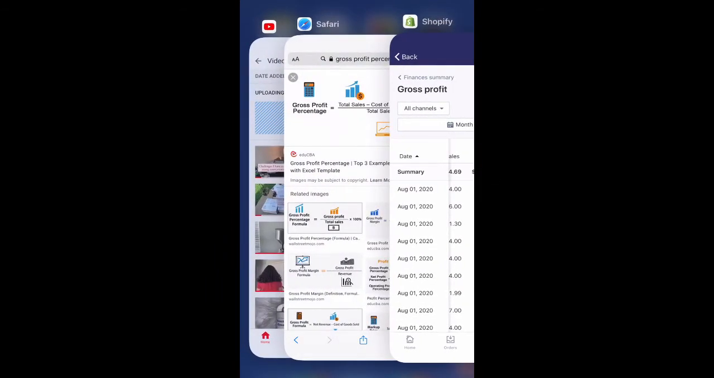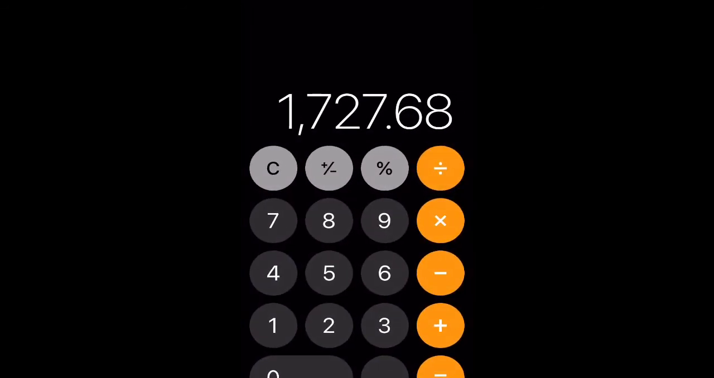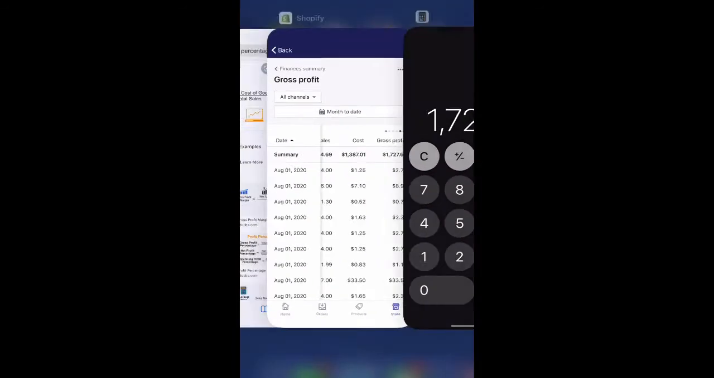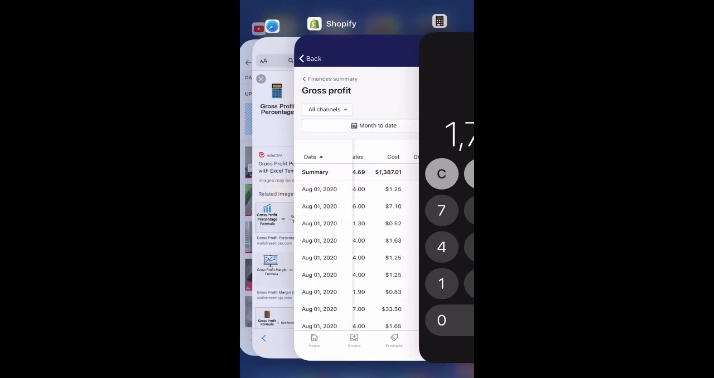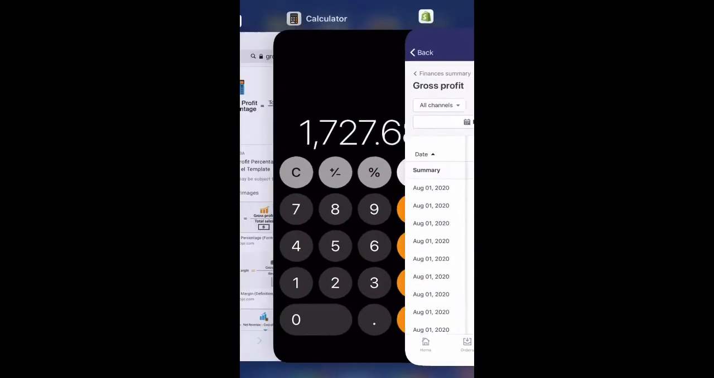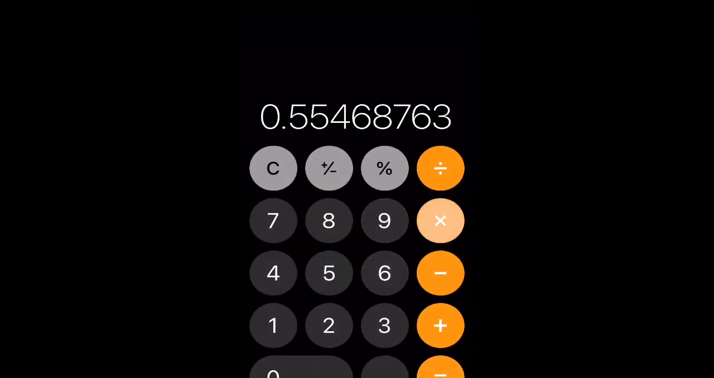And then you're going to do that, which is technically your gross profit, and then divided by your total sales again. So let's check it out. 3114.69 equals, and then you do times 100. So my gross profit percentage is 55.4%. If you want to round to 0.5%, then you can do that. So my gross profit margin percentage is 55.5%, and that is really good for wholesale.